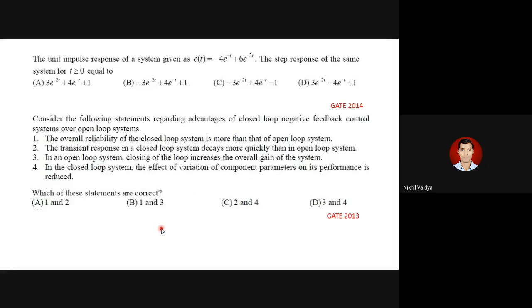So we will see the first problem. The unit impulse response of a system is given as c of t is equal to minus 4 into e raised to minus t plus 6 into e raised to minus 2t. So this is an exponential function. The step response of the same system for t greater than or equal to 0 is. This problem is based on the section where we had yesterday studied various types of inputs which we can give to the system.